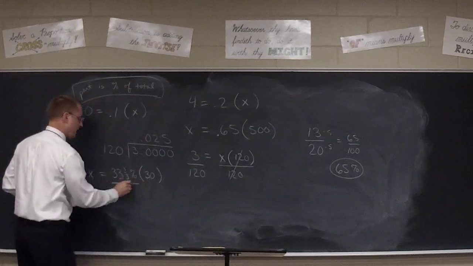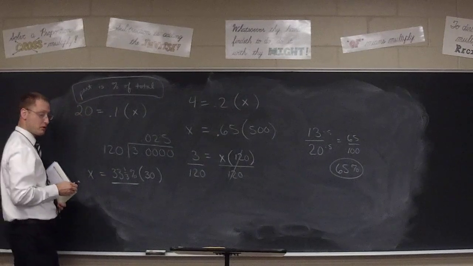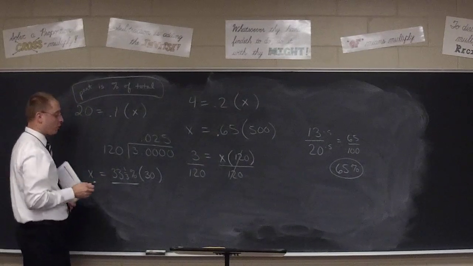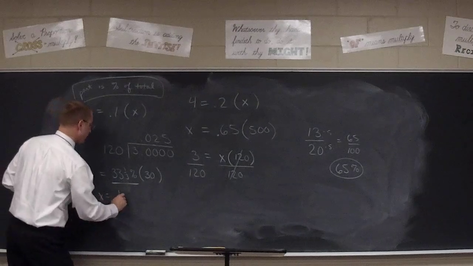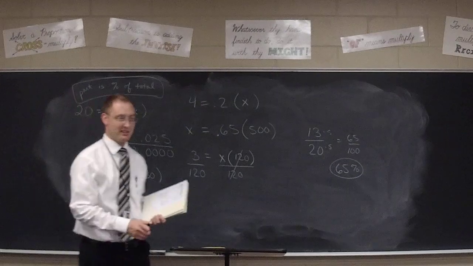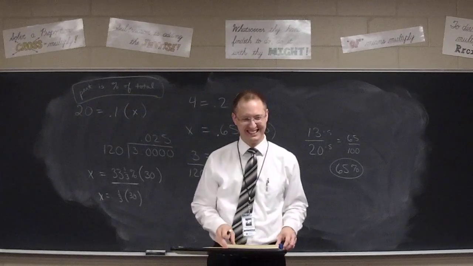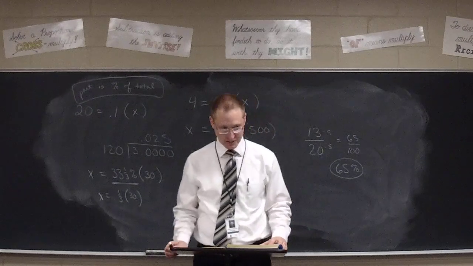Lana, what's a better way to think of 33 1/3%? 1/3. So x is 1/3 of 30. And Lana, what's a third of 30? 10. So 10 is our answer for number 30.